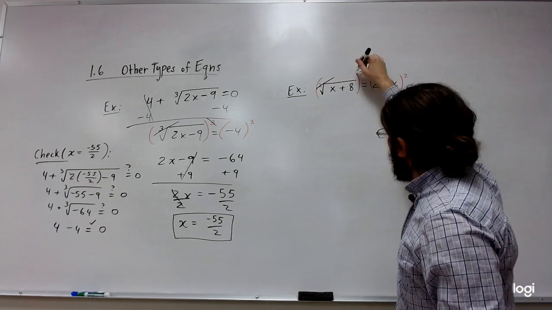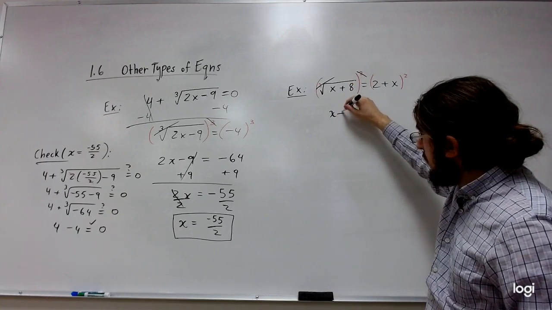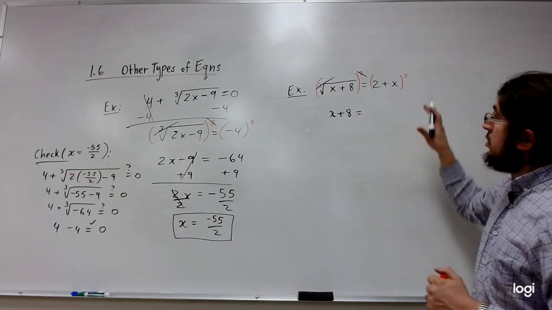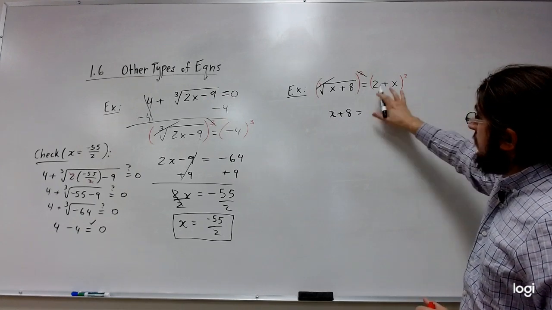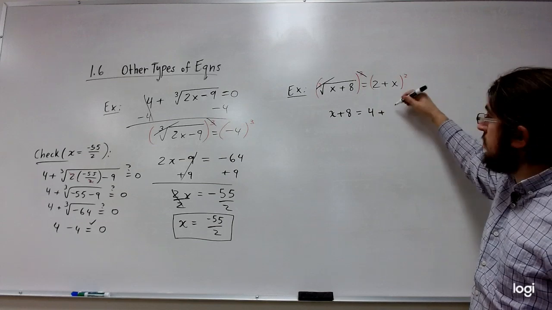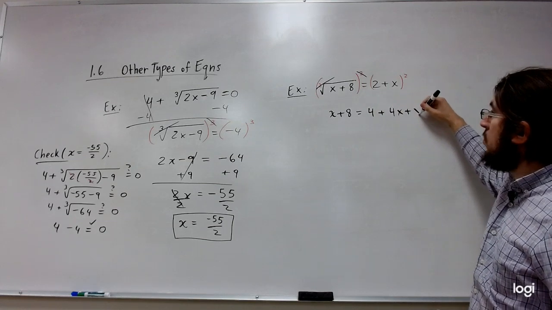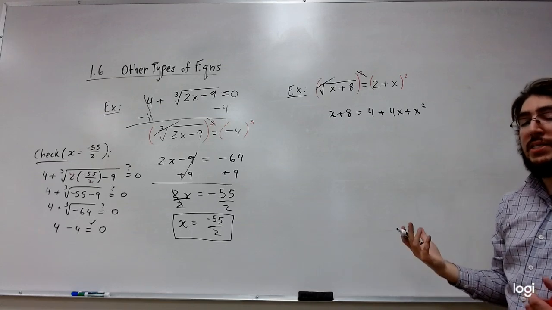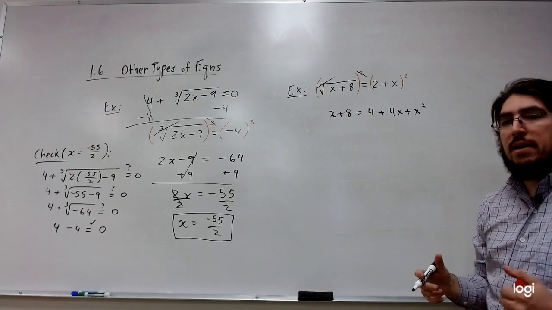So now these cancel out on the left, so we're left with x plus 8. On the right, what do we have to do? We have to FOIL. So if we FOIL this out, it's going to be the first one squared, the product times 2, 2x times 2 is 4x, and then the last one squared is x squared. What we have left here now is a quadratic equation. Can we solve it? Yes, we can. How do we solve it?